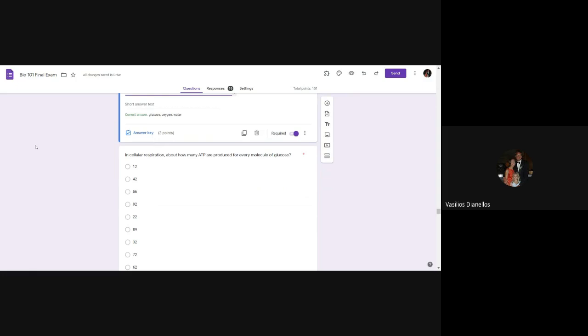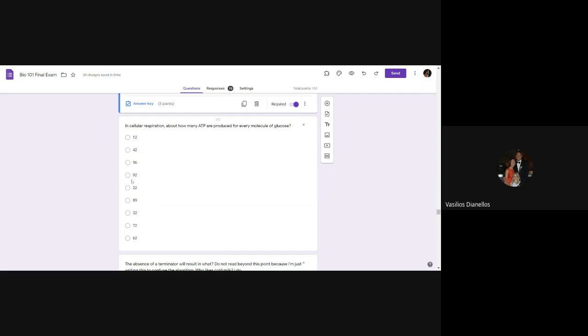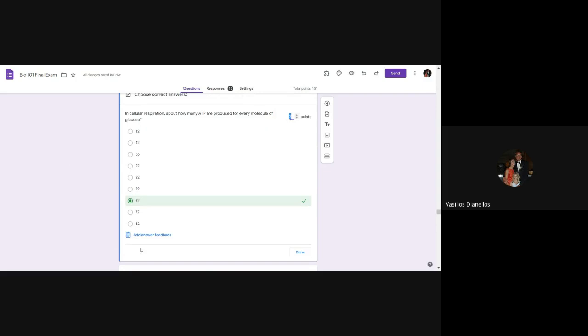All right, and so respiration, how many ATP are produced? The answer is 32. And just because I wanted to help people get a decent grade, the answer is 32, and that was worth 2 points. But if you guessed 42, which is close, you got 1 point. And if you guessed 22, that is also relatively close, so you got 1 point. So as long as you guessed 32, 22, or 42, you got some points. Anything else, you got 0 points.